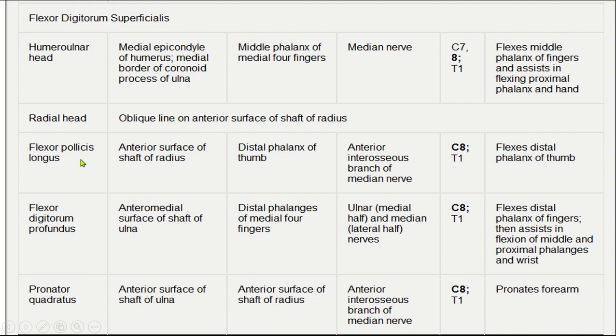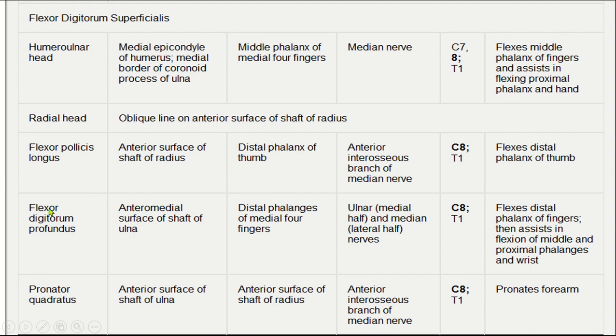So now we see the flexor pollicis longus. The anterior surface of the shaft of radius is the origin of this muscle, and the insertion is at the distal phalanx of the thumb. The anterior interosseous branch of the median nerve supplies the flexor pollicis longus muscle. Nerve roots are C8, T1. It flexes the distal phalanx of the thumb.